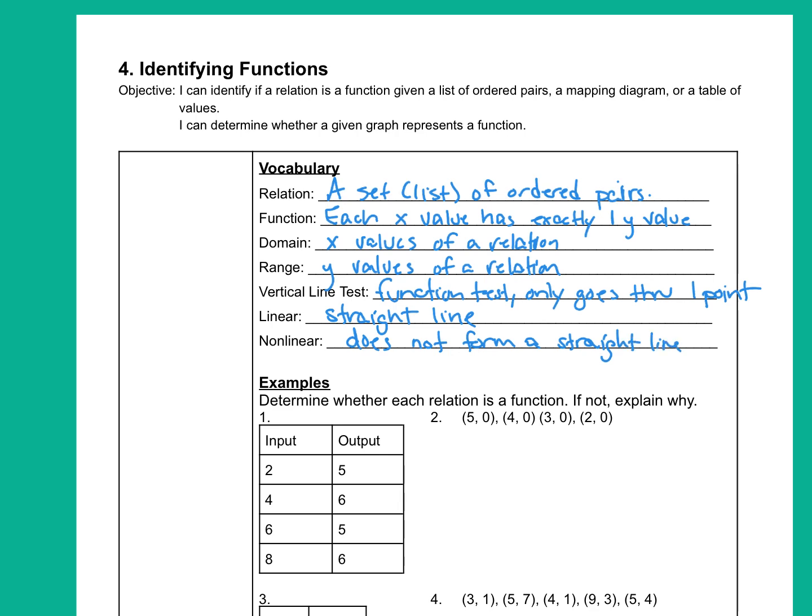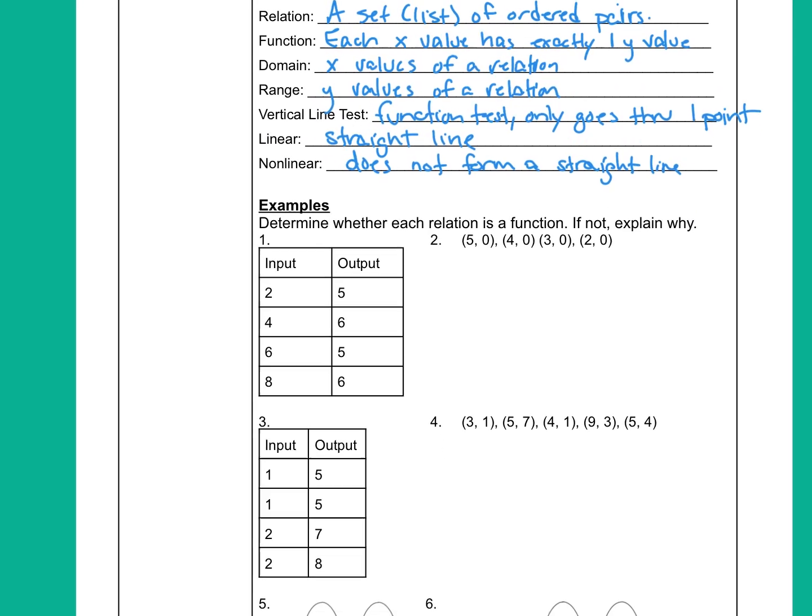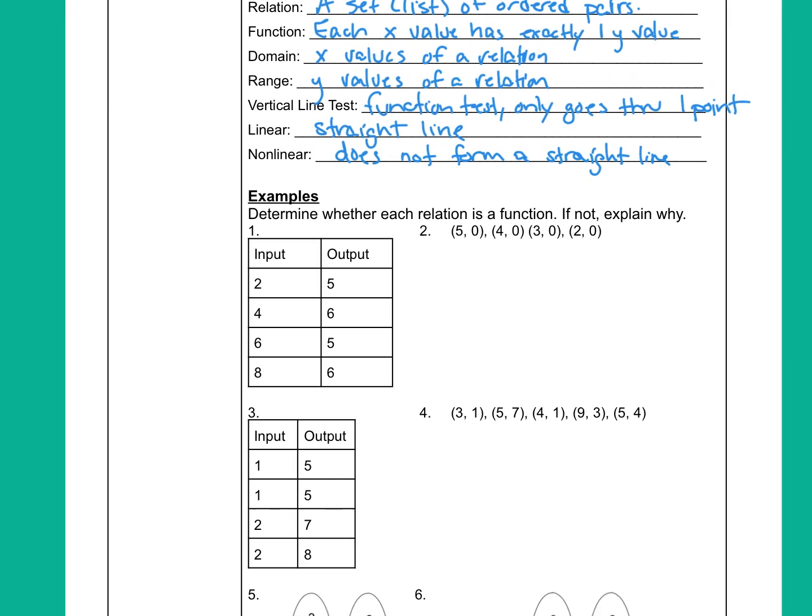So let's look at some examples. It says determine whether each relation is a function, and explain whether it's a function or not a function. If we say that it's not, we have to show or tell why it's not.